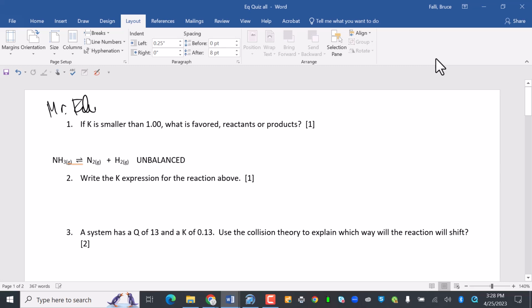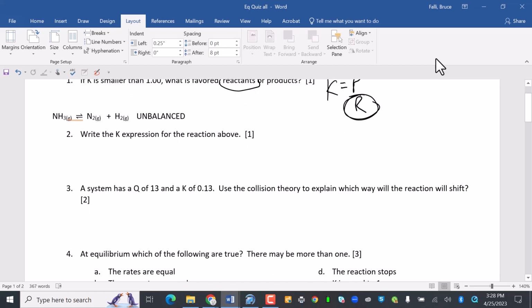Yay! I think I remembered to put point values and everything. We'll see. If K is smaller than 1, what is favored, reactants or products? Remember, K is products over reactants. K is smaller than 1, reactants are favored. That's why it would be smaller than 1.